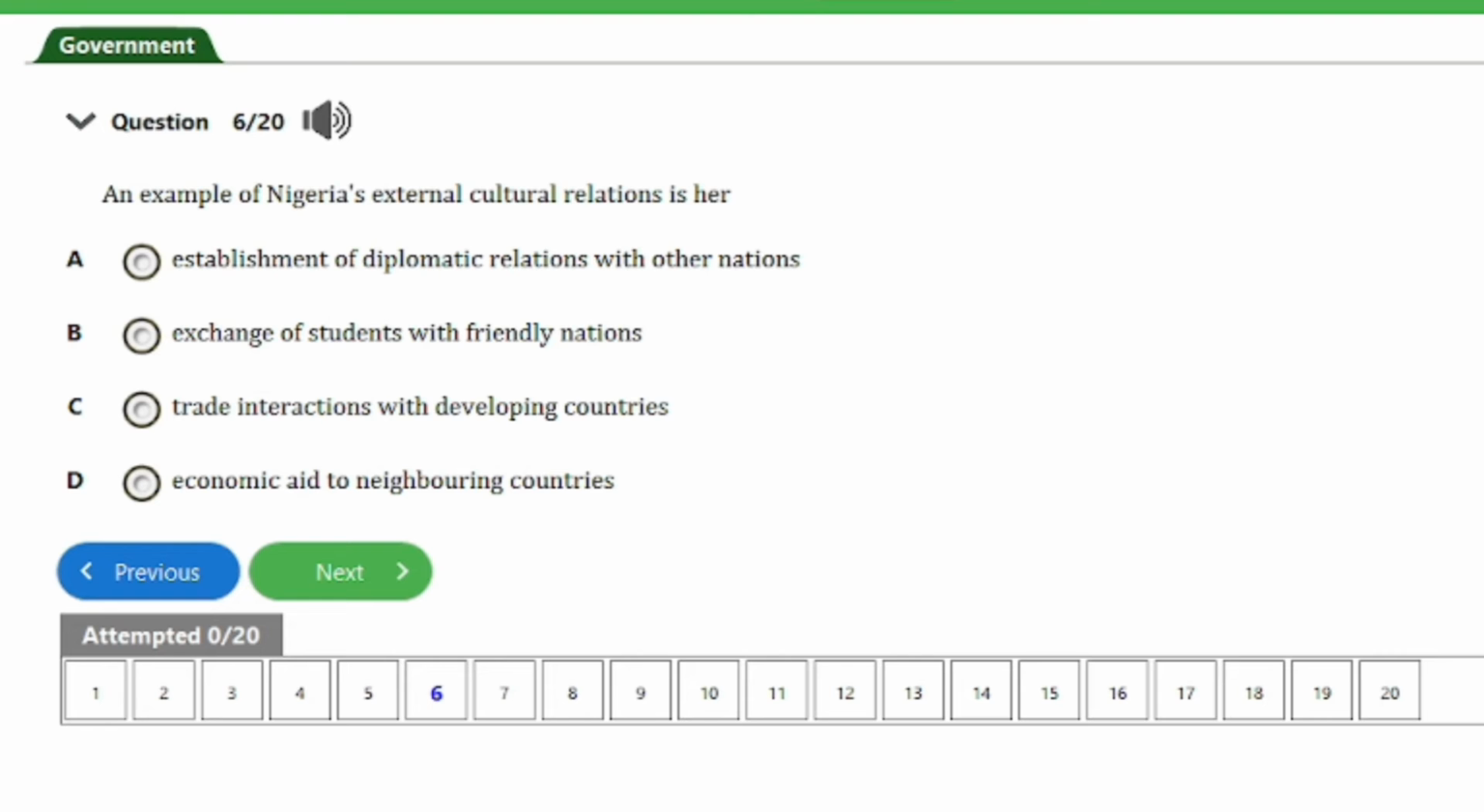Question number 6 here says, an example of Nigeria's external cultural relations is her A. establishment of diplomatic relations with other nations, B. exchange of students with friendly nations, C. trade interactions with developing countries, D. economic aid to neighboring countries. So guys, the answer to this question is option B here. That's exchange of students with friendly nations. So let's head on to the next question, guys.